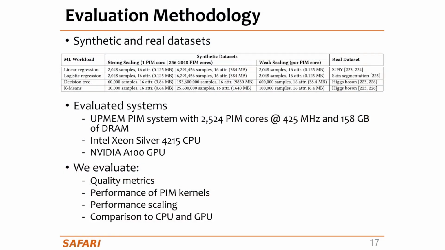So first of all, the evaluation methodology: we have used synthetic data sets and real data sets. Depending on the experiments, for scaling experiments we use synthetic data sets, and for comparison to CPU and GPU we use real data sets. The evaluated systems are the UPMEM PIM system with more than 2,500 cores, compared to an Intel Xeon CPU and an NVIDIA A100 GPU. We evaluate quality metrics, performance of PIM kernels, performance scaling, and comparison to CPU and GPU.